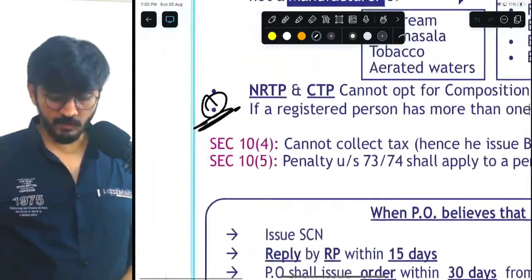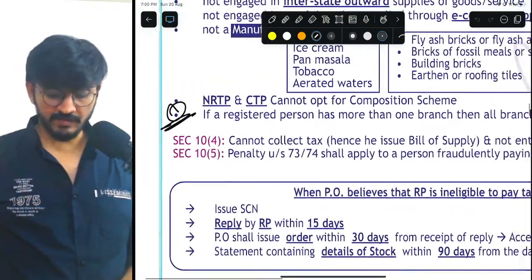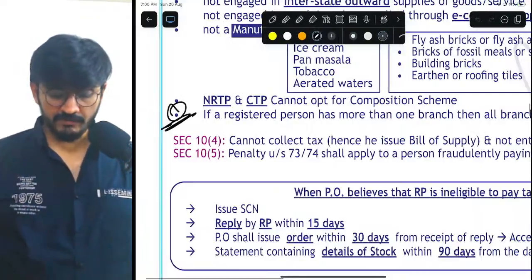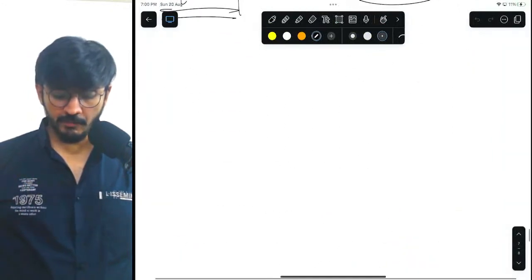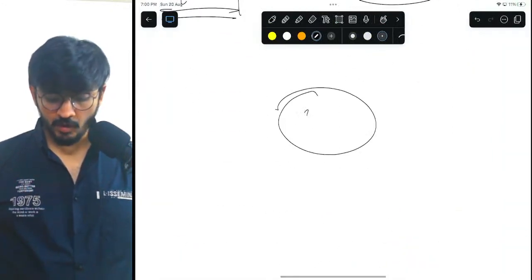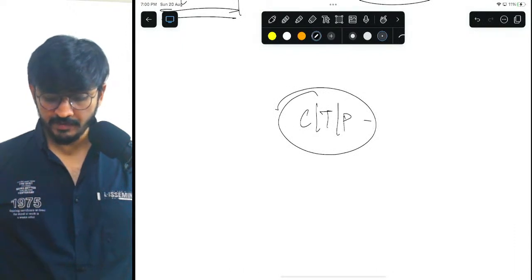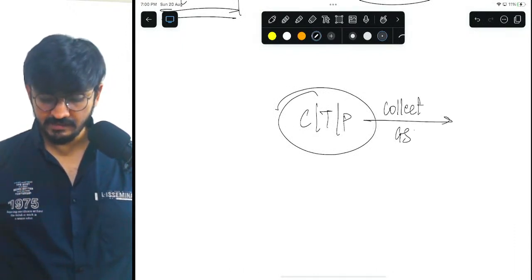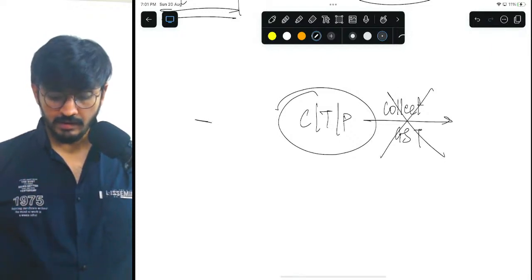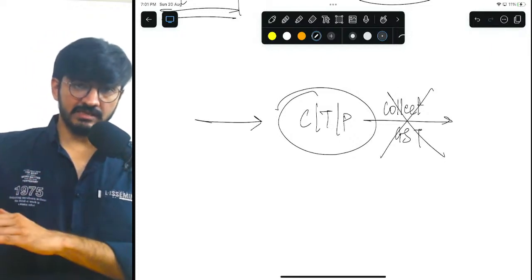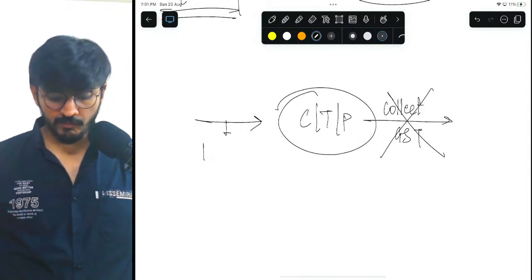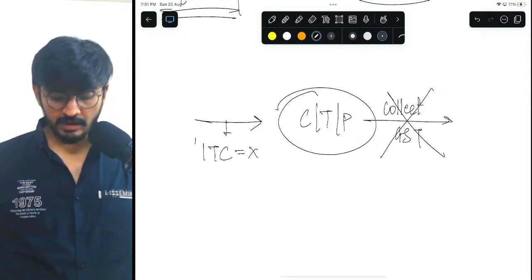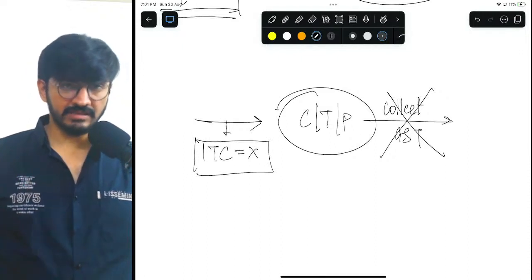And 10.4, 10.5 specifically states what, my dear friends? 10.4, 10.5 specifically states two things. The best part about the composition scheme is that a compo taxpayer cannot collect GST. And since he cannot collect GST, can he get output tax? No. So if he is not getting any output tax, he cannot even take ITC.